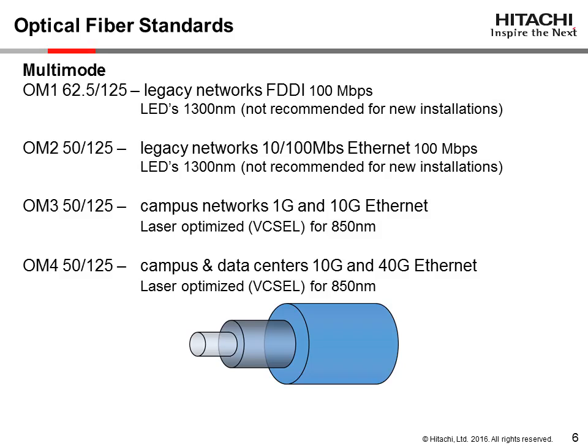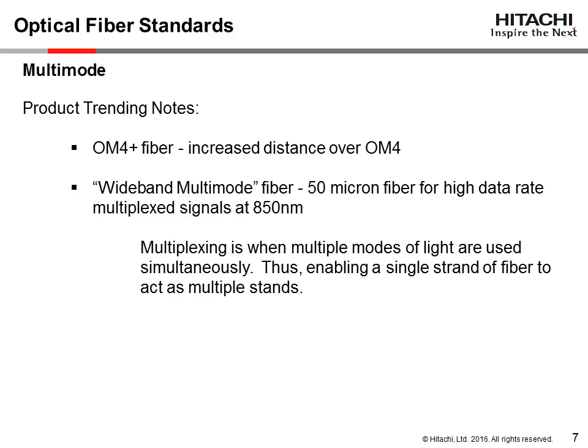OM3 and OM4 fibers represent solutions for newer generation systems such as 1 gigabit per second, 10 gigabit per second, and 40 gigabit per second Ethernet found in campus networks and enterprise data center applications. Note that there are 2 new product trends developing. OM4 Plus is a trending product that allows for an increased channel length for high data rate applications superior to OM4. Wideband multimode fiber, another new product development trend, allows for high data rate applications to be multiplexed over a single fiber at an 850 nanometer multimode wavelength.